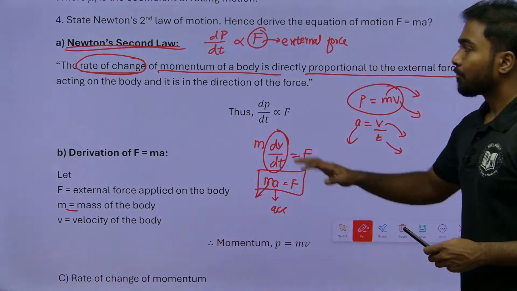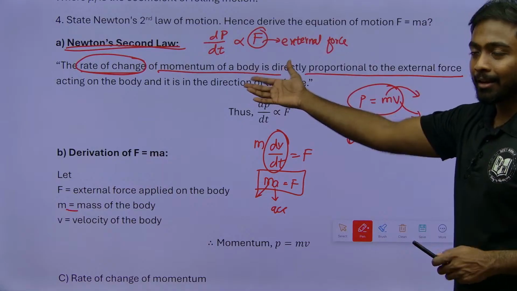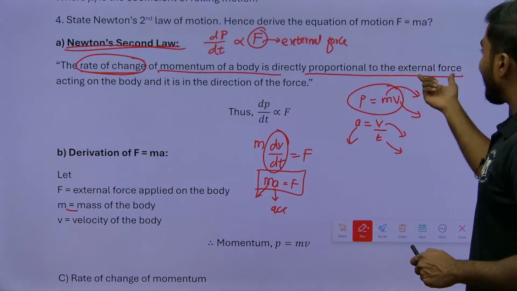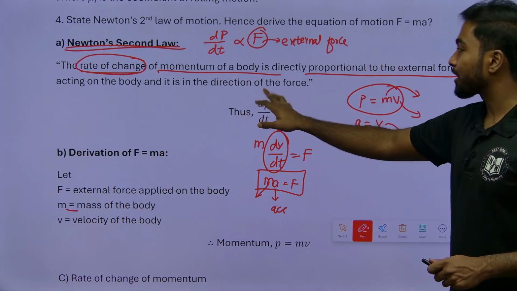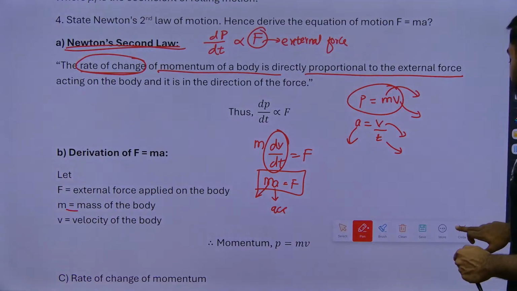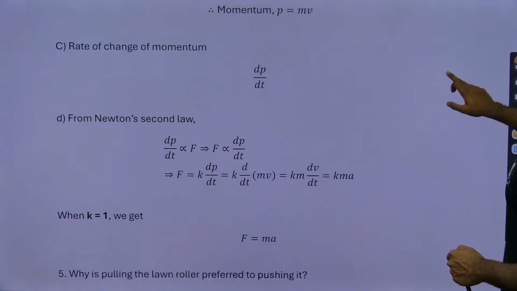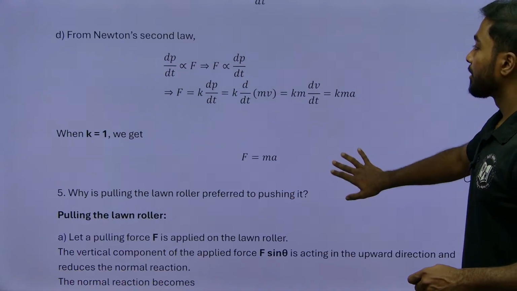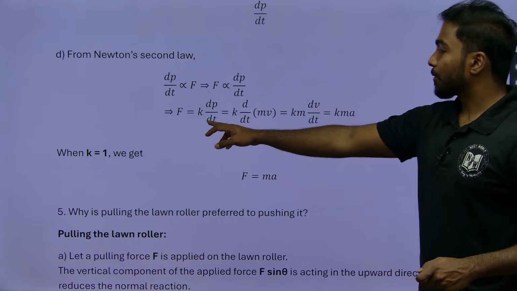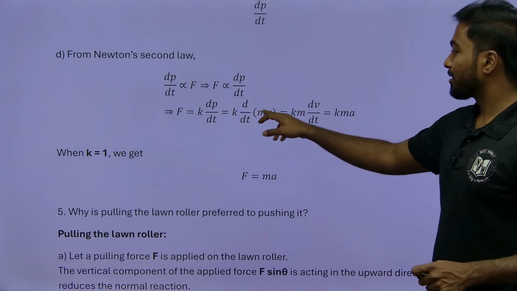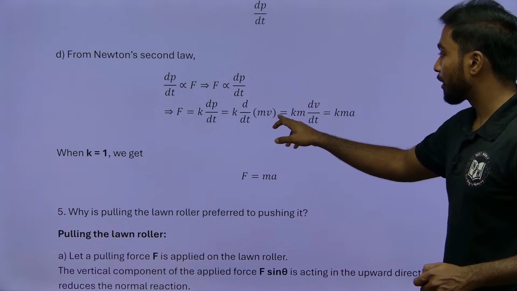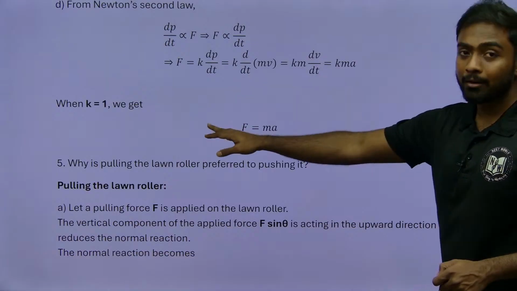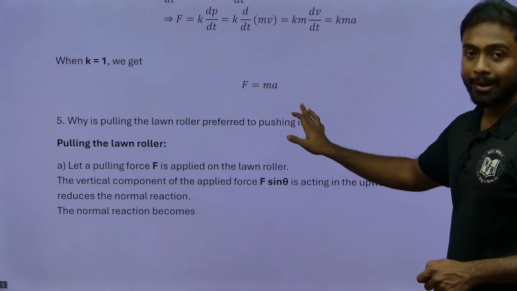That's the fourth question. We have stated what Newton's second law is, which is nothing but the rate of change of momentum is directly proportional to the external force acting on a body and in the direction of the force. Next question. If you see here, F is equal to ma. So we have derived the equation. F is equal to k into dp by dt. What is p? It is mass into velocity. So k into m into dv by dt, where if we take k as 1, we get F equal to mass into acceleration.